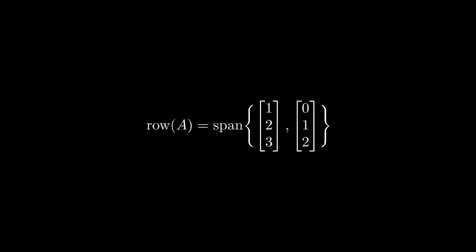So here's the row space where we just take the rows that I listed off, the 1, 2, 3, 0, 1, 2, and that will span the row space.